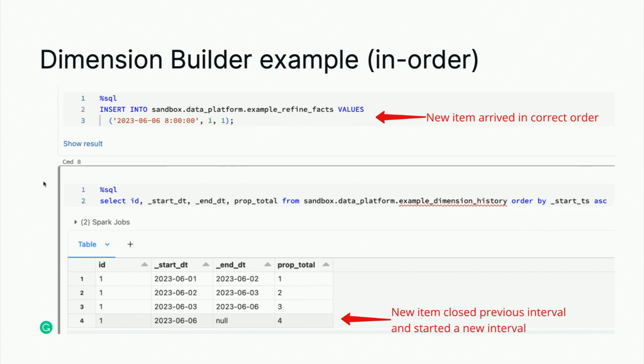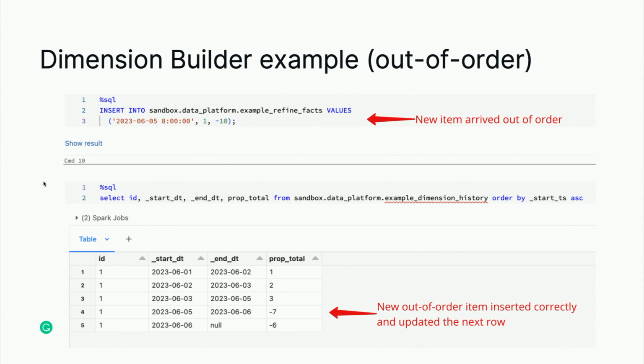This is a simple use case. The last 3 data points were for June 1, 2, 3, and we have received a new event at June 6. As a result, we create a new row in our dimension table and close the previous interval. But the tricky thing happens when the data arrives out of order. The last event was at June 6. Now we have received an event at June 5.